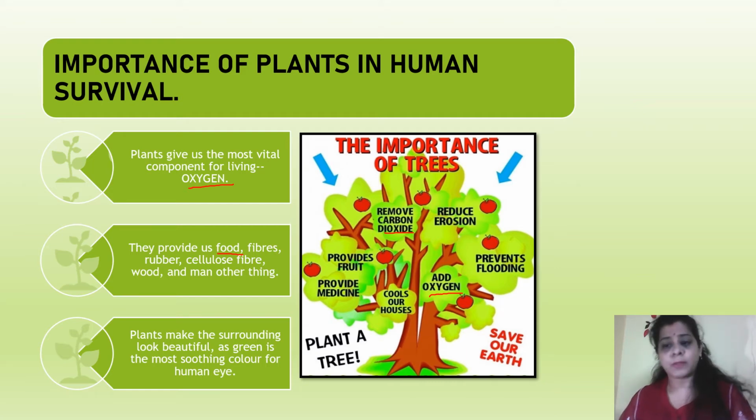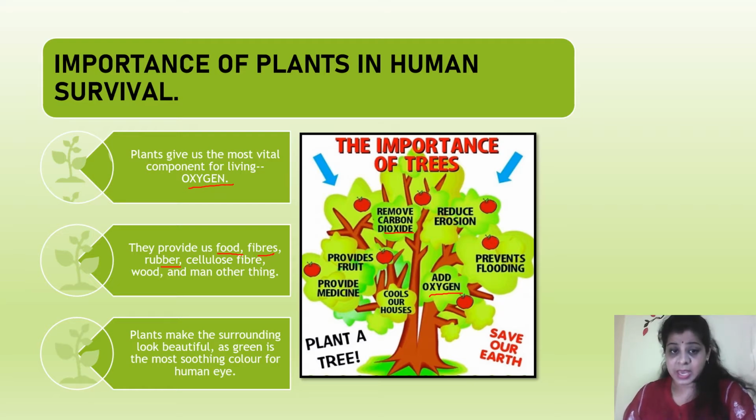That is a very basic thing: plants provide us with vegetables, fruits, dal, pulses, wheat, and all the food which we eat. Second is fiber, like cotton and jute, which is provided by plants. Rubber is actually a product which we get from the latex of a plant.